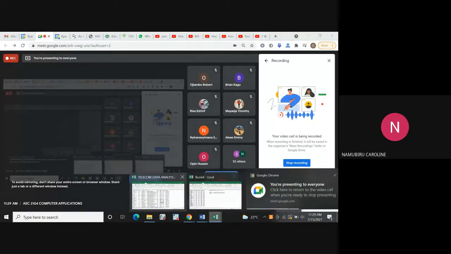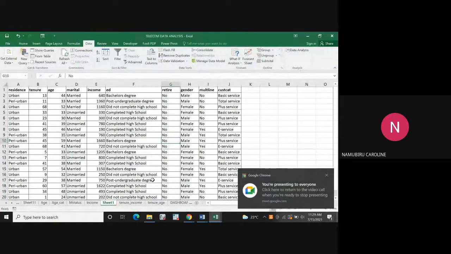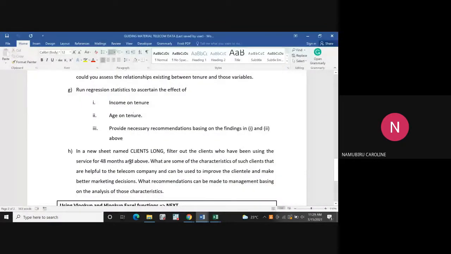Okay, so Timothy had a question that is really crucial and important, and I'm going to base on that. We are interested in running a regression statistic of age on tenure. When someone says something on something, the interest is in trying to see whether one variable has an effect on the other variable. So we want to see whether age has an effect on the time someone spends with a telecom company. And so what that means is that now we are going to go back and run the regression statistic, which we normally call the line of best fit.